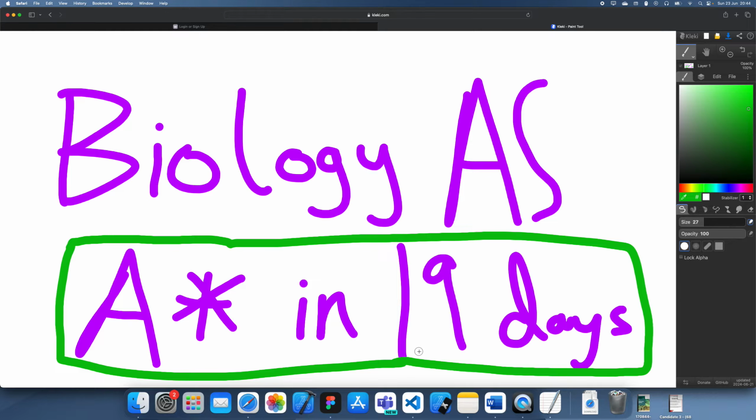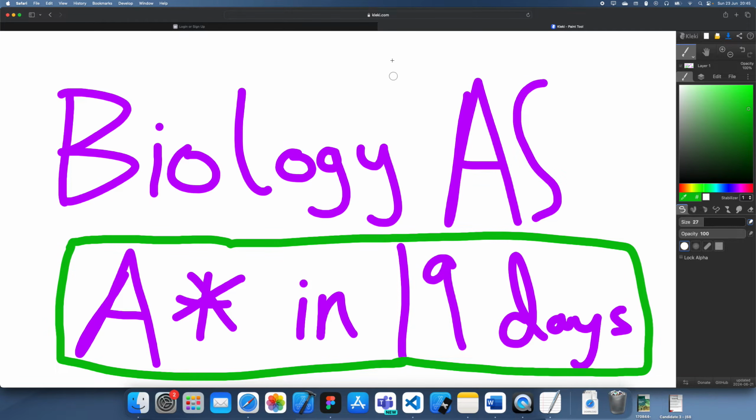If you don't know, I managed to revise for a Biology AS exam in 19 days and secure an A star. This was actually a school exam, an end of year exam, so it wasn't a real AS exam since it was a bit too late to register for those. But this exam was essentially an AS exam, just as hard, if not harder. I managed to get an A star in 19 days, so I'm going to go over everything I did, and hopefully you too will be able to get an A star in 19 days following these steps.